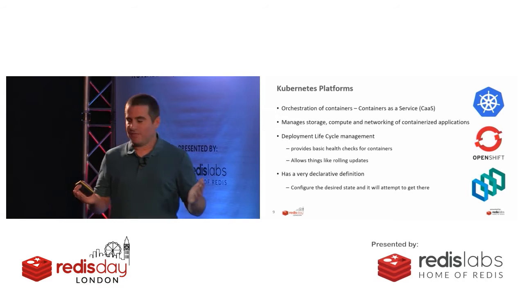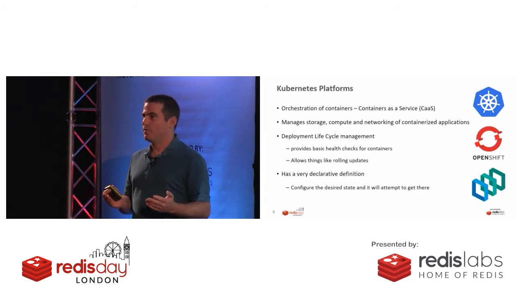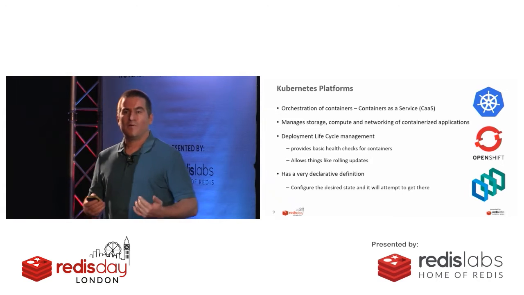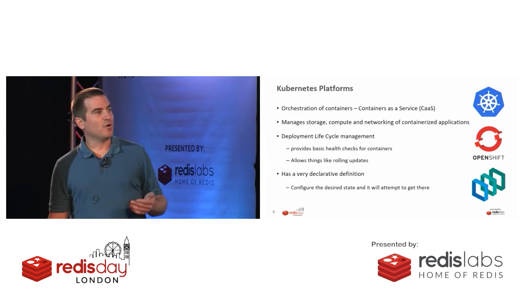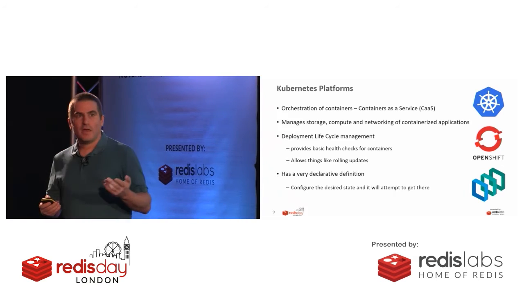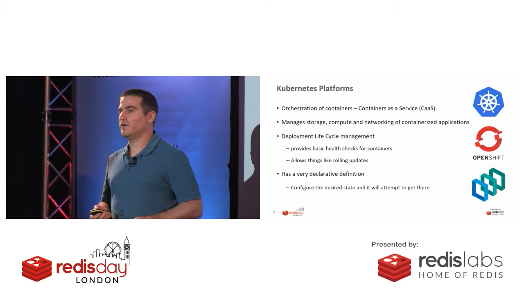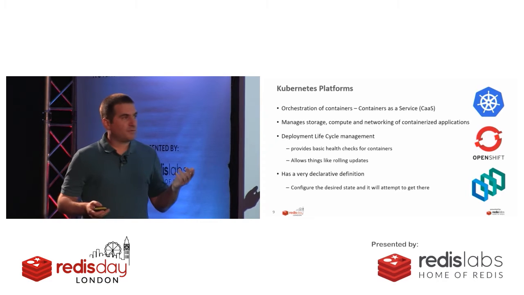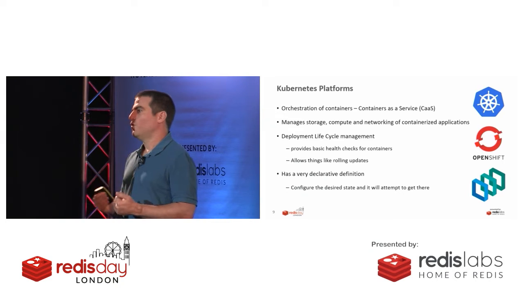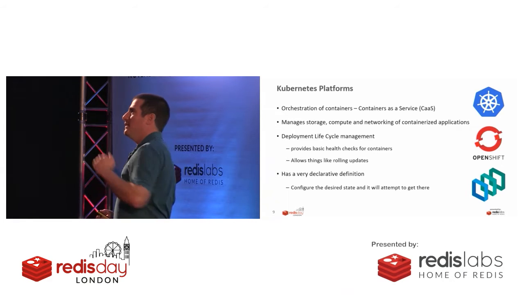Kubernetes, the de facto standard for containerized orchestration, by far the most popular framework. And it acts as the back-end engine for other commercial offerings, such as Red Hat OpenShift and PKS, which is Pivotal Kubernetes Service. And it also manages the compute, networking, and storage for your containerized applications. And it provides for lifecycle management, and it works in a very declarative way. You declare what your configuration, what your desired state is, and it will do whatever it can do to get to that state.